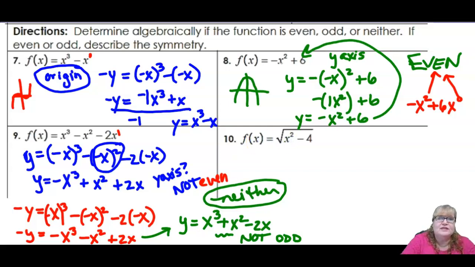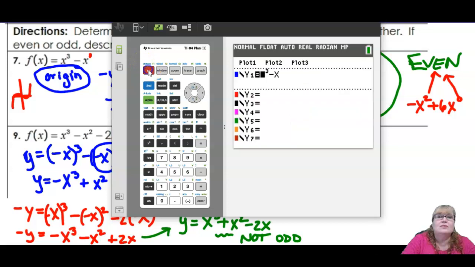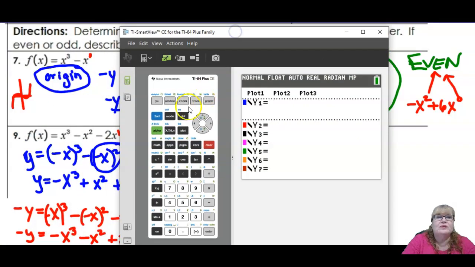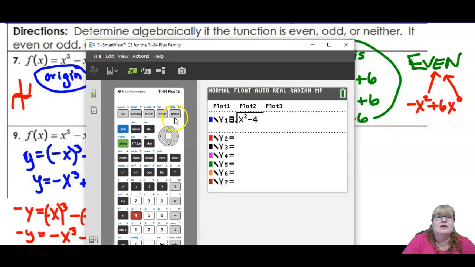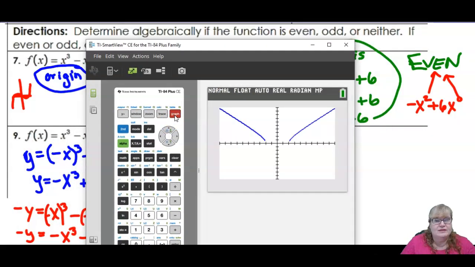If you graph this, and I'll even show you, y equals, what is it again? The square root of x squared. I don't know how I got that squared there. I must hit it twice, but that's okay. X squared minus 4, and make sure it's all under the radical. That's what I was supposed to have. Yep, okay. Graph it. This is what we get.